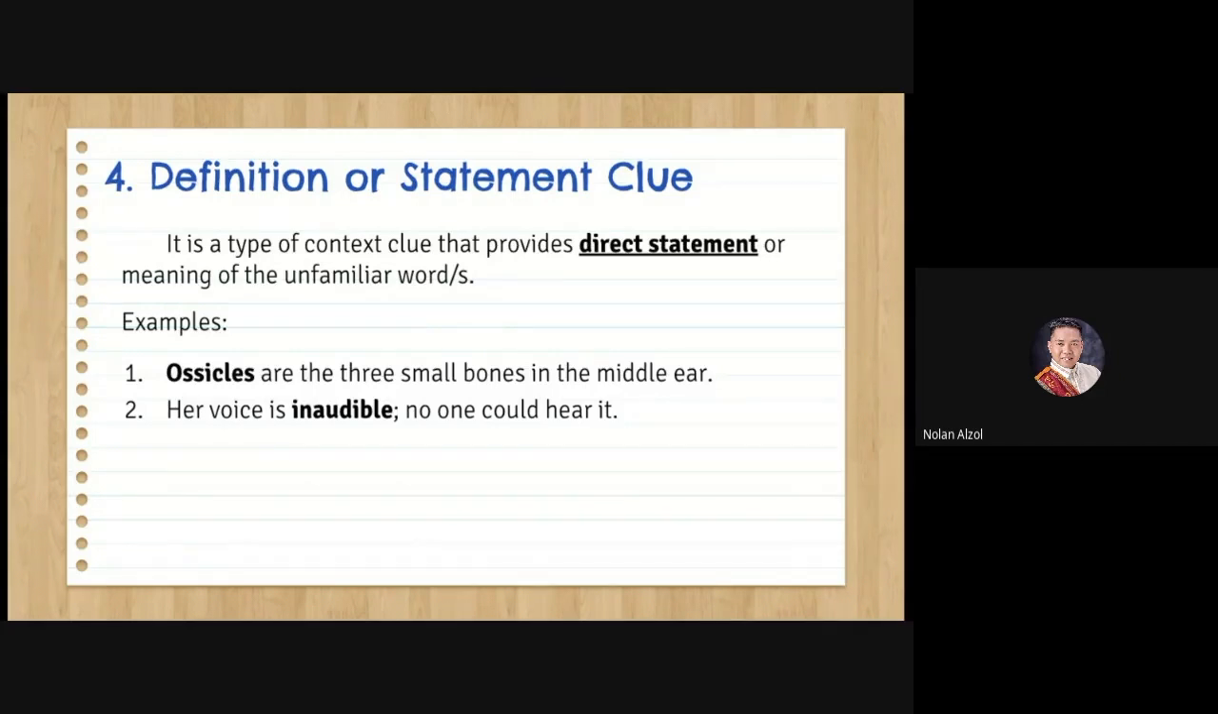Second example, her voice is inaudible. No one could hear it. In this sentence, the word inaudible was explicitly defined through the phrase, no one could hear it. Definition or statement clue is often seen in medical essays or medical papers, which explicitly define difficult or technical terms in the paper or in the write-up.